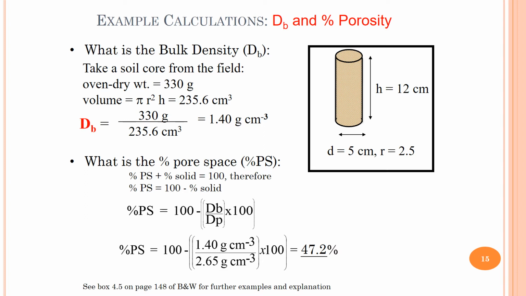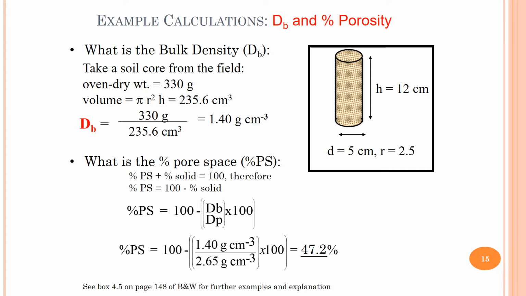What this ultimately gives us, using pi radius squared height to calculate the volume of the cylinder, is a volume of 235.6 centimeters cubed. To calculate the bulk density, we know that we need to take the oven dry weight of the material that we collected and divide it by the volume. So we take our 330 grams and we divide it by our 235.6 centimeters cubed, shown here, and we get 1.40 grams per centimeter cubed.